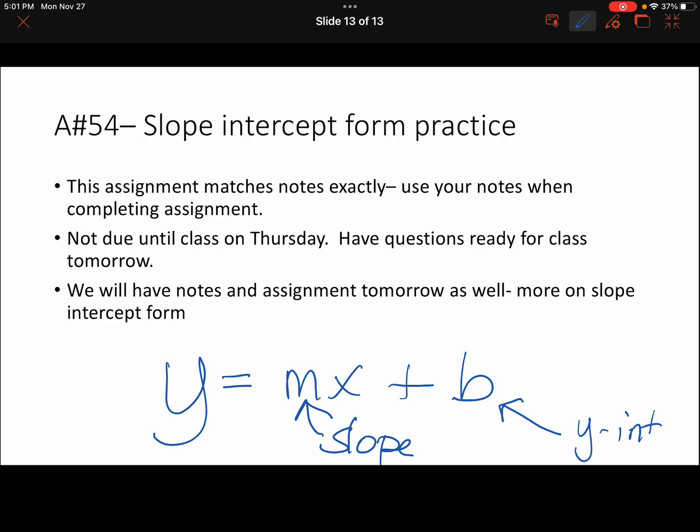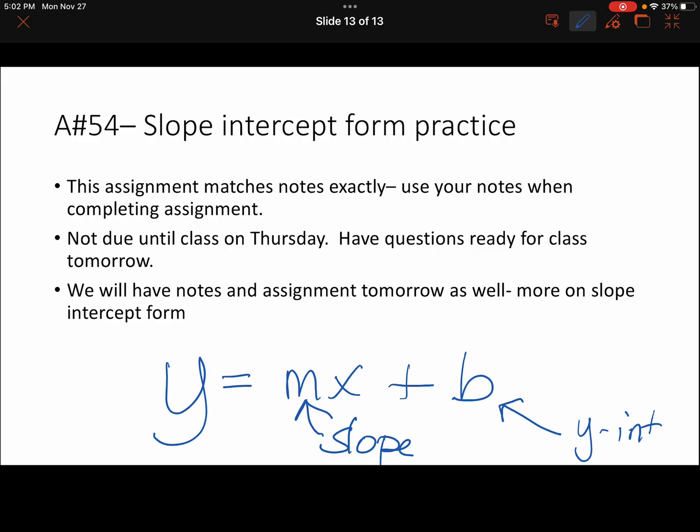Okay? This assignment is exactly like the notes. You should not be putting your notes away. You should be taking these notes with you and using those to help you. This is not due until class on Thursday. I would get a good start on it today. Work with your teammates at your table. Work on it during best. So if you have questions, right?